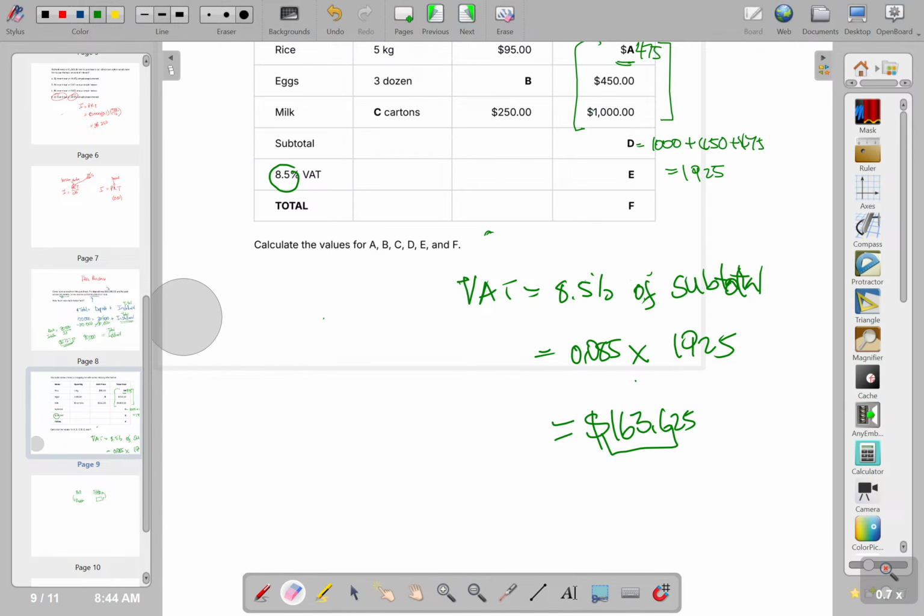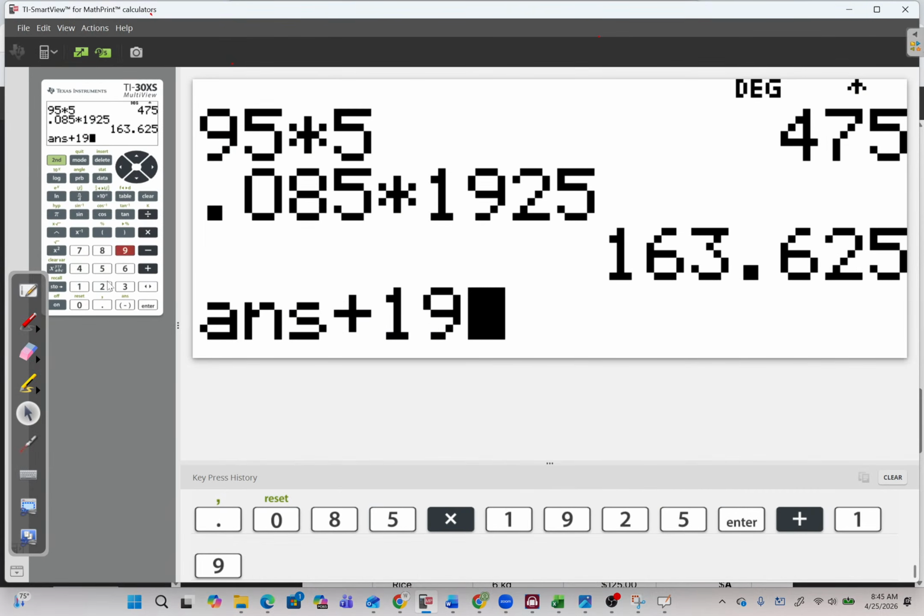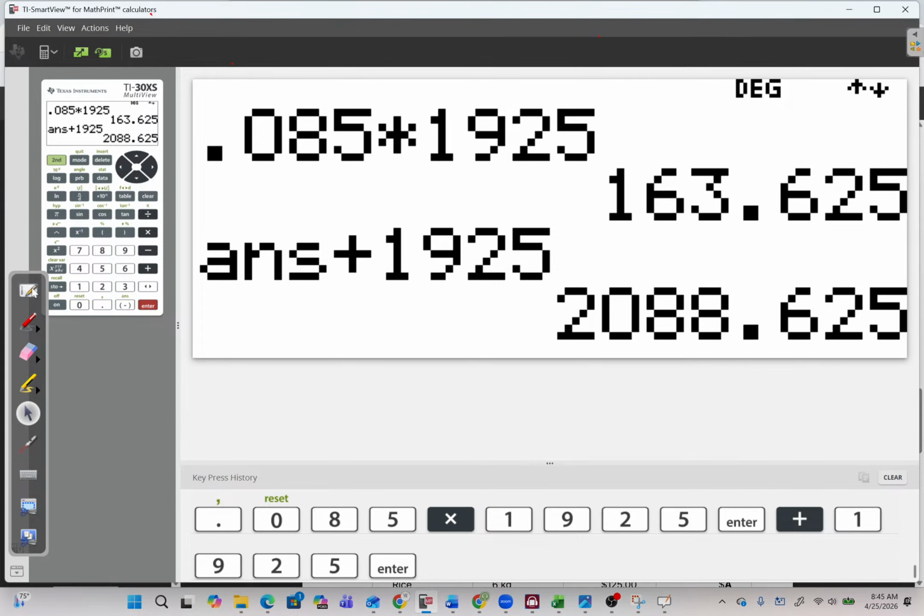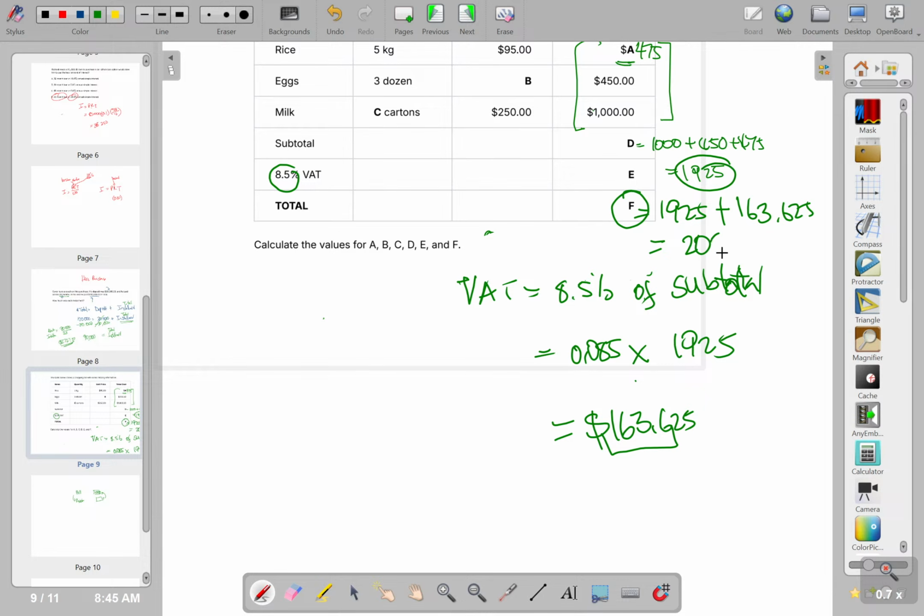Obviously, tax is going to be charged on the total. So the total for F would be how much you got for D, which is 1925, plus the tax part, 163.625. Add them together, and that will give you what F would be. And we have completed the diagram. I hope that makes a lot of sense. Let me just add the 1925. Welcome to value added tax. 2,088.625 will be the total there.